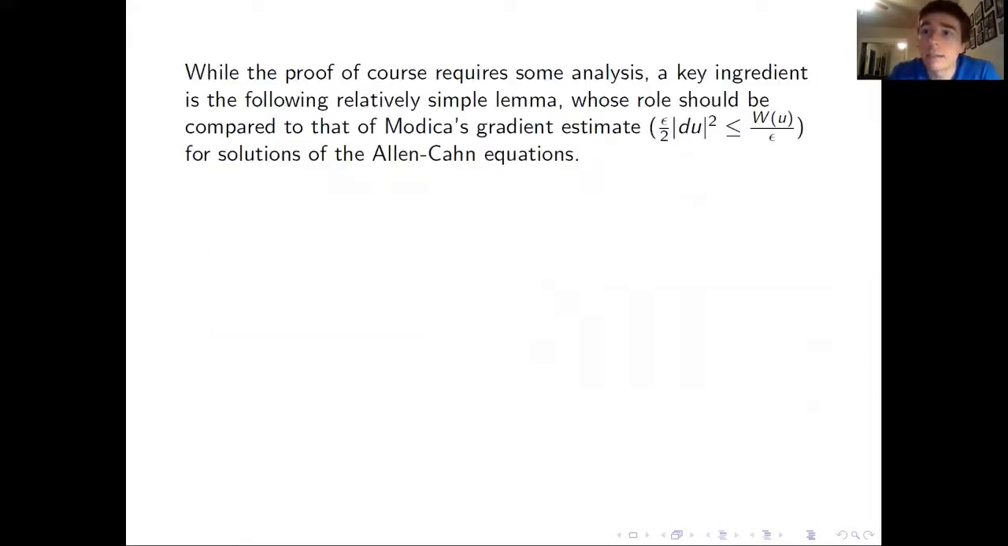Okay, so the proof, needless to say, requires some analysis. But a key ingredient is the following relatively simple lemma, which should be compared to Modica's gradient estimate from lecture 1. Remember, for solutions of the Allen-Cahn equation, we had this lovely estimate of Modica, which told us that the Dirichlet energy integrand was pointwise bounded above by the potential part of the integrand, right?